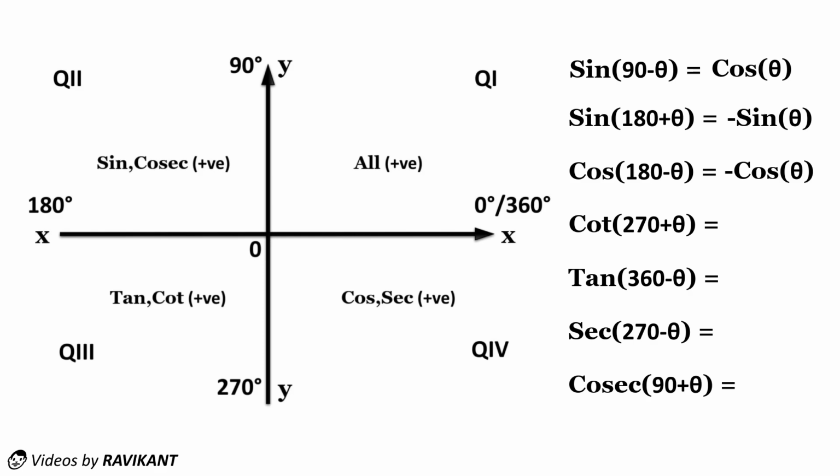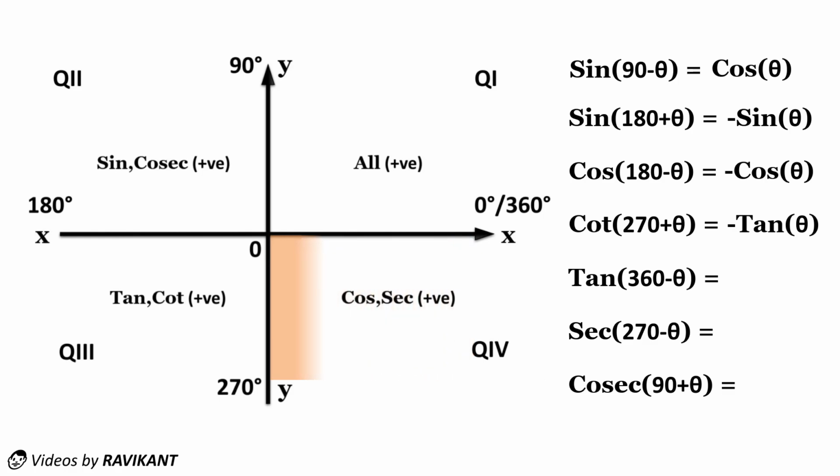Next we have cot 270 degree plus theta. Here the angle lies in the fourth quadrant, and in this quadrant only cos and sec are positive, and we have been given cot so it will be negative, and it will change into tan because at this angle the trigonometric ratio will change. So cot 270 degree plus theta is equal to minus tan theta.